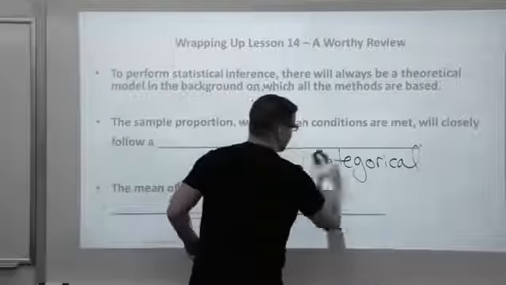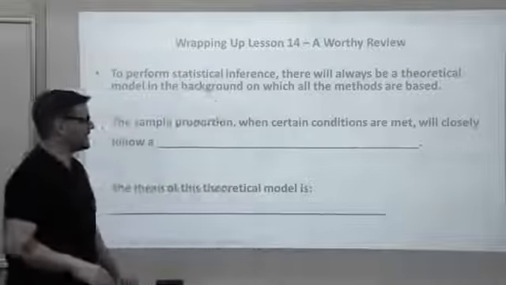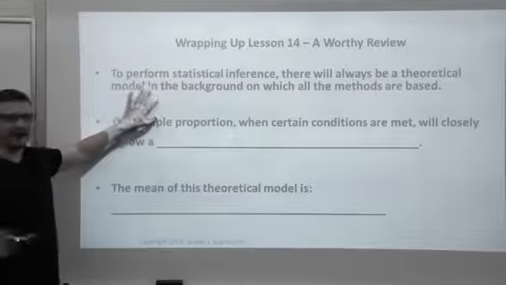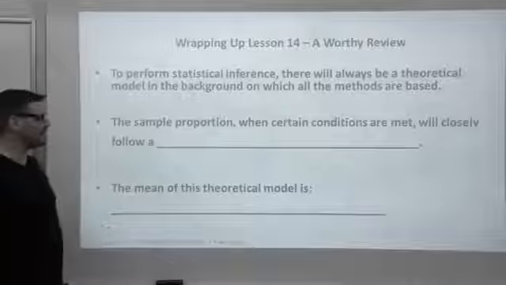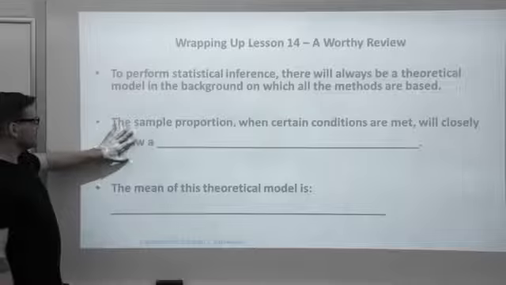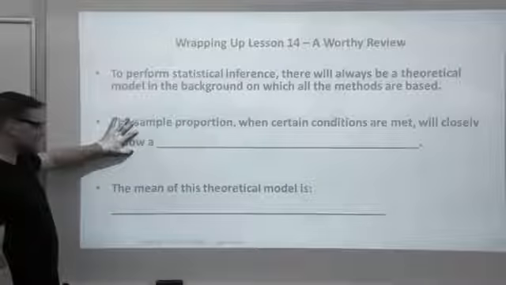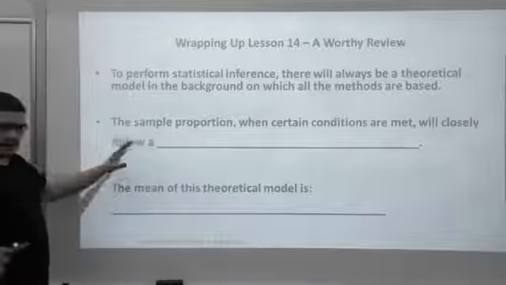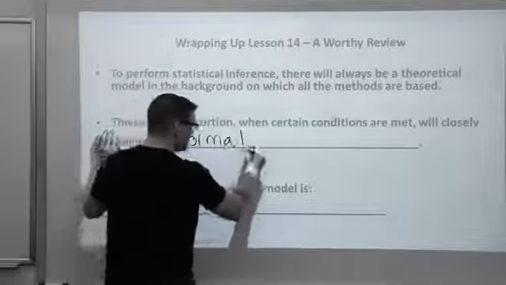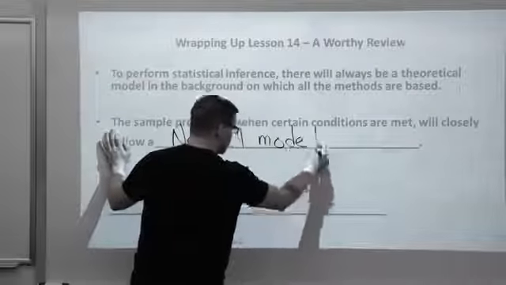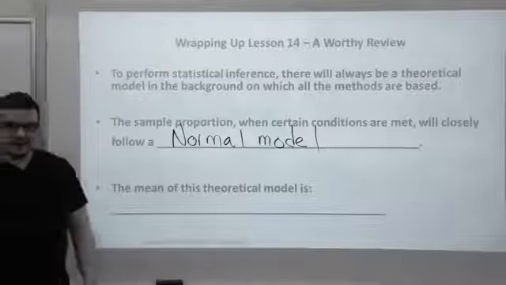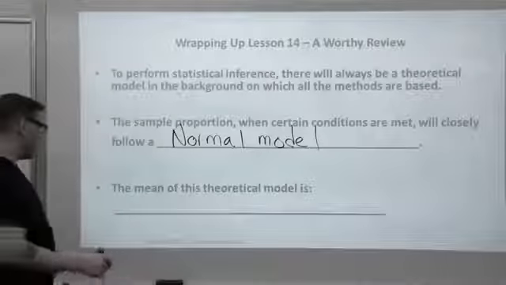To perform statistical inference, hypothesis tests, and confidence intervals, there's always going to be a theoretical model sort of lingering in the background. That's what we've been talking about in this lesson. That normal model for p hat. All right, so the sample proportion, when certain conditions are met, closely will follow what kind of model. I just said it, it's a normal model. When we're working with normal models, I need the values of two parameters. One's the mean, the other is the standard deviation.